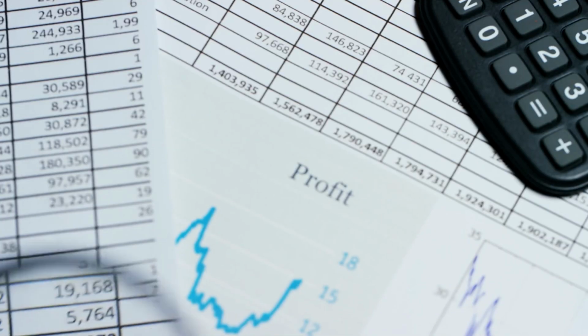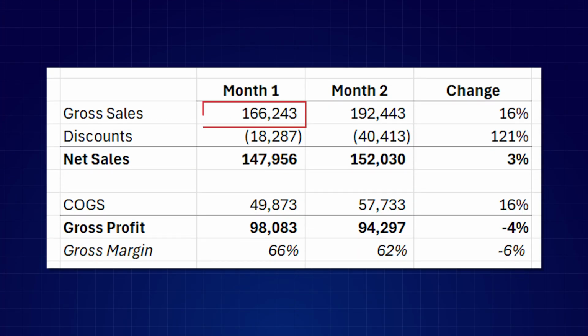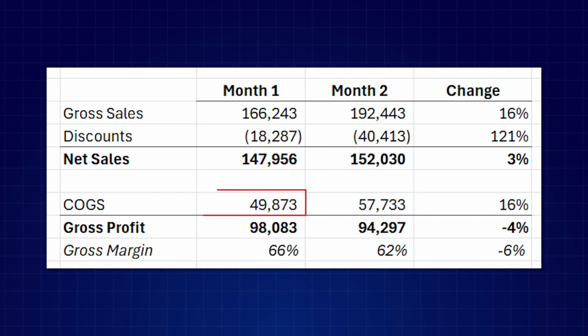Now, most brand founders are very attentive to their revenue numbers, but they don't pay close attention to their gross profit. However, that can lead to misunderstandings of your business's financial health, and I'll try to explain that with an example. So over here in month one, we have a business that's doing 166K of gross sales. They have 18K of discounts, which gives them net sales of 148K. That amount of product being sold means that they have a $50,000 COGS for that month, which gives them 98,000 of gross profit and 66% of gross margin.